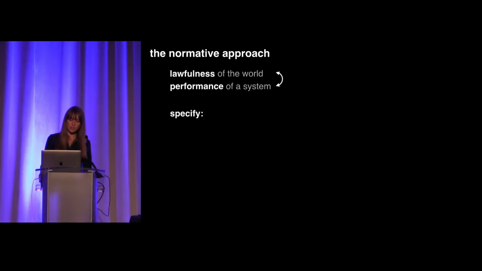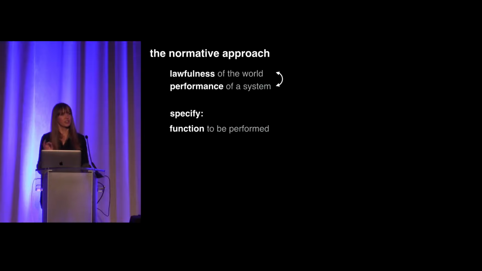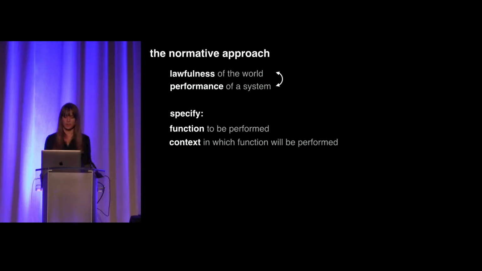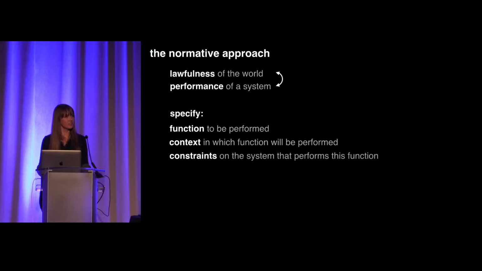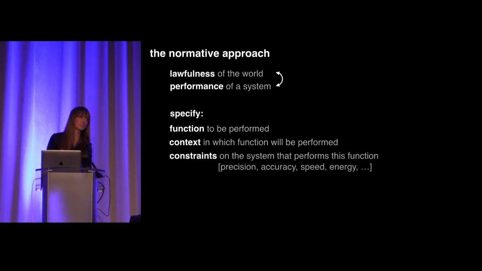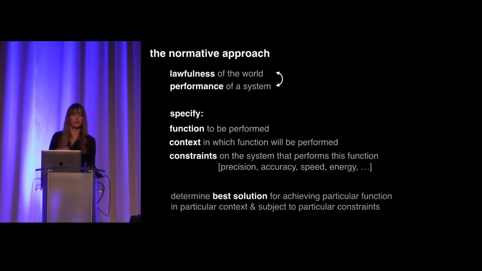So we start by specifying a function that we think a system needs to perform, and the context in which that function needs to be performed. And then we specify constraints on the system that will perform this function. These constraints can take on many different forms. These could be constraints on precision, accuracy, speed, time, energy. And then given this function, the context, and these constraints, we ask what would be the best solution, the best strategy for achieving this function subject to these constraints.